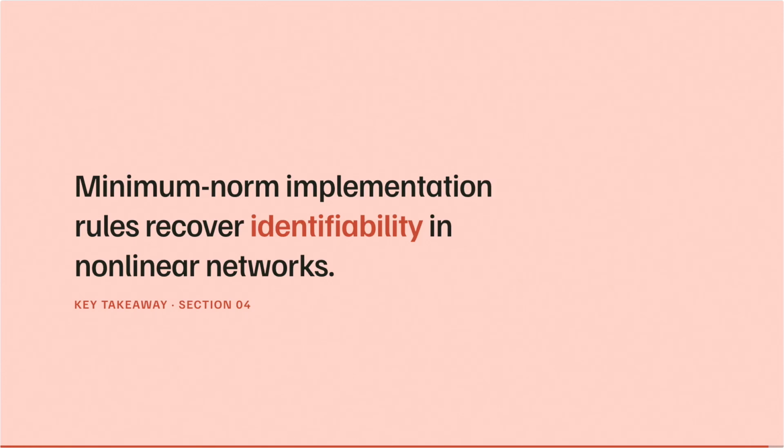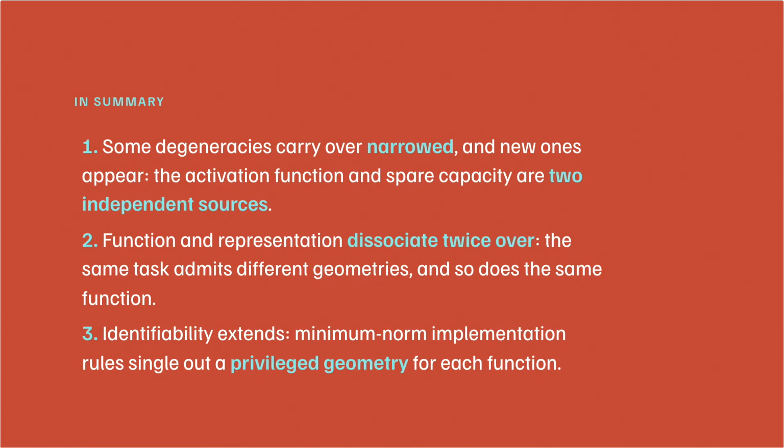in nonlinear networks. So just to summarize these three findings: the first one is that some of the degeneracies from the linear setting carry over in a more restrained way, but then new ones appear that are, one, due to the size of the network, and two, due to the symmetries in the activation function. And we can have function and representation dissociate twice over: you can have the same task being solved by different functions with different geometries, but you can also have the same task being solved by the same function and still have different geometries. And the identifiability result from the linear setting also extends to the nonlinear setting. Then we'll have Ellie set up, and I can take maybe one or two questions really quickly.